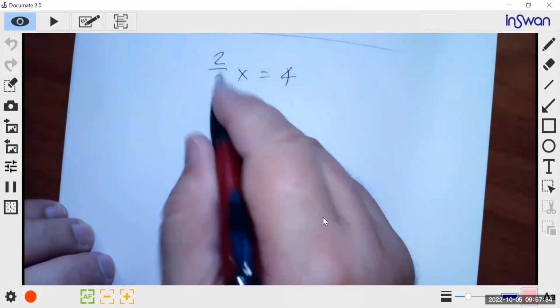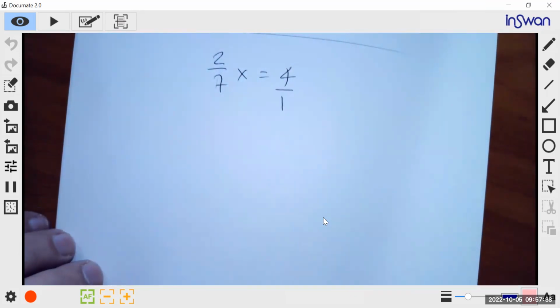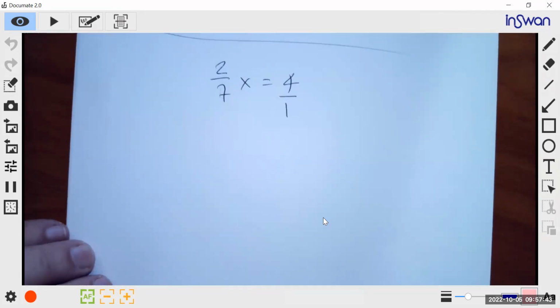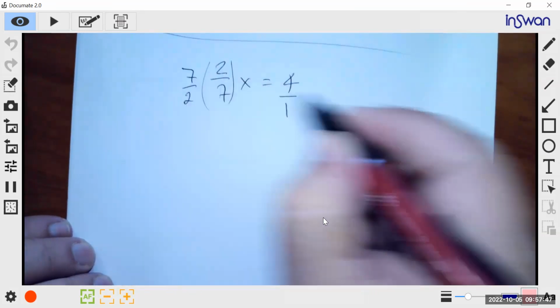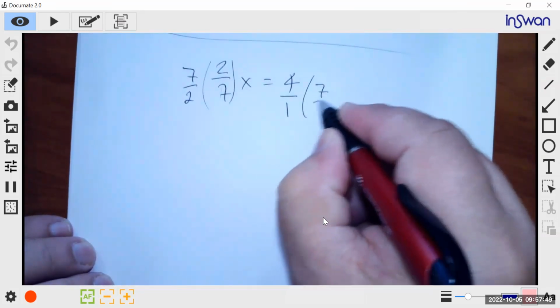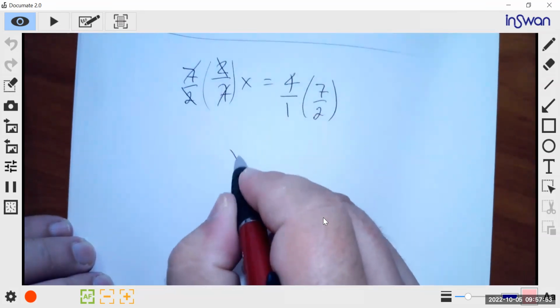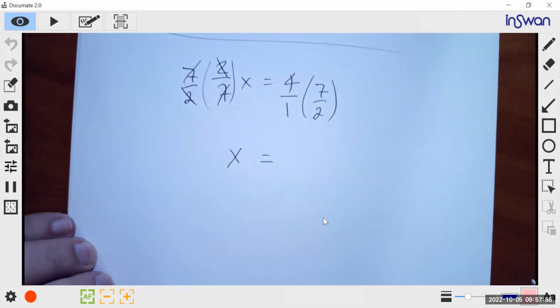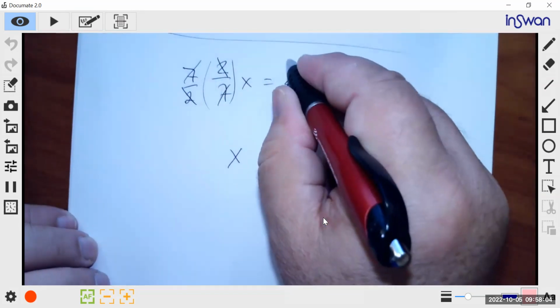Since it's a fraction in front of the x, make that one into a fraction, if it's easier. What do I multiply both sides by? 7 over 2. So the 7's cancel, the 2's cancel. What can cancel on the right-hand side? Yeah. 2 goes into 2 once, 2 goes into 4 twice.